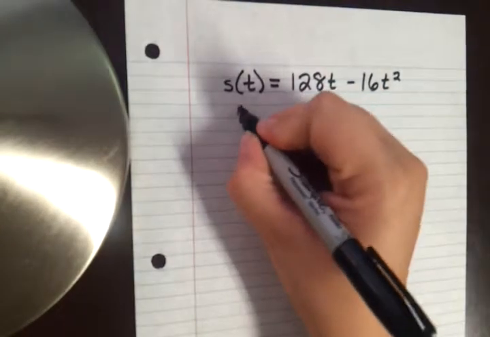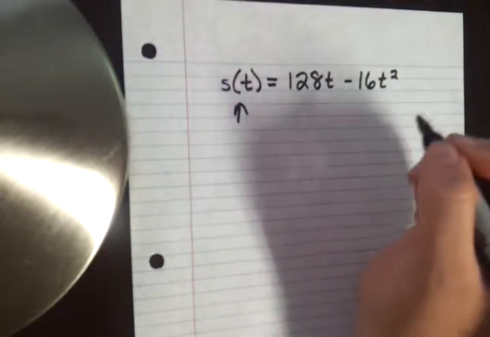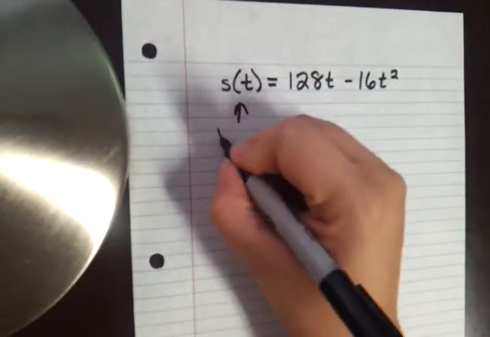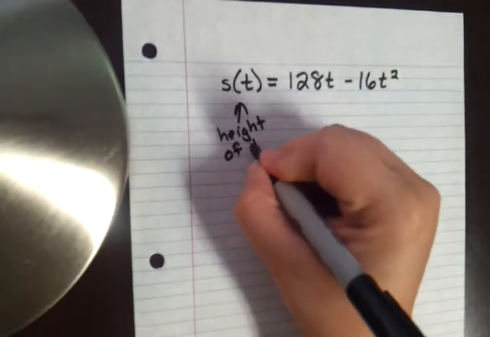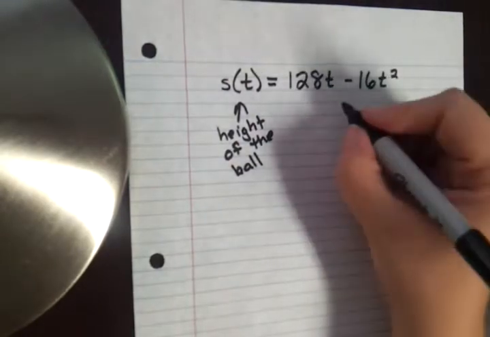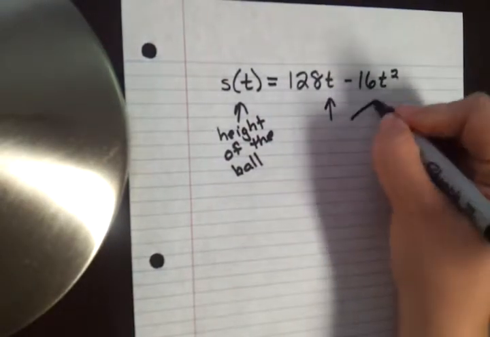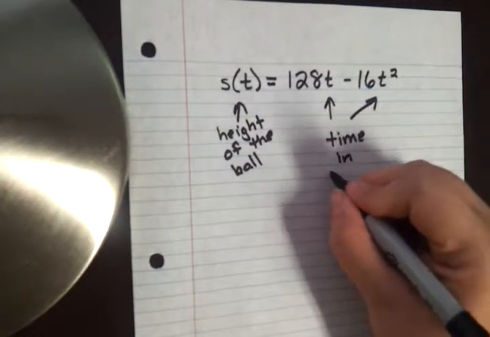Okay, so what's the s of t? S of t is going to tell us the actual height of the ball. That's what we're interested in with this function. So this is going to say the height of the ball after t seconds. And t here is just time in seconds.